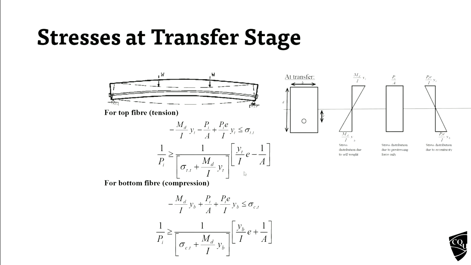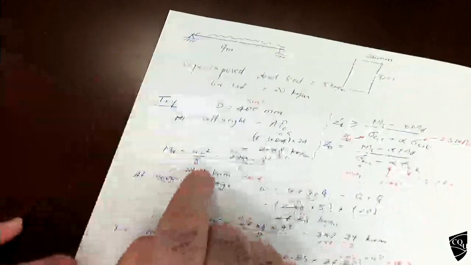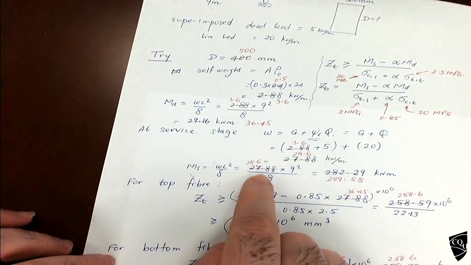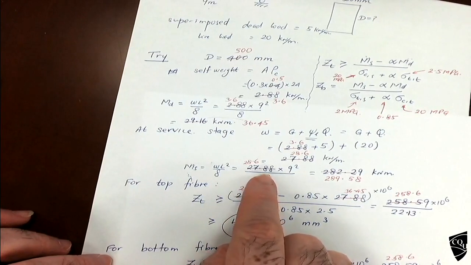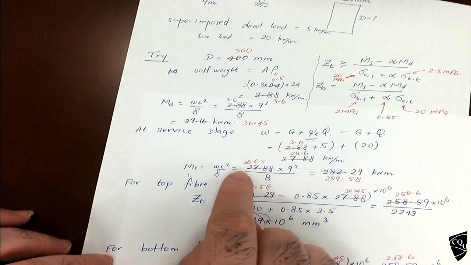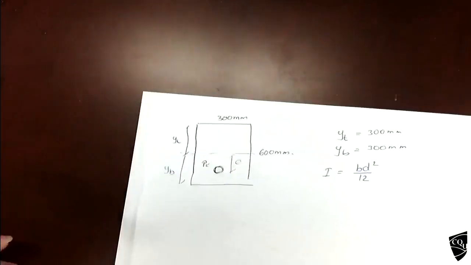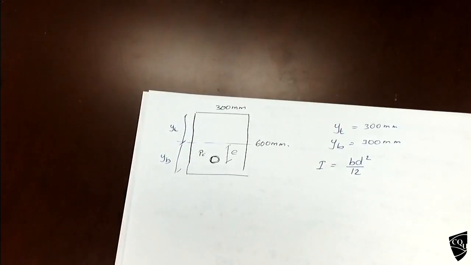So you know the MD value. You should be able to find out. For 600 you need to find out MD, and for 600 you need to find out MS. I already found for 500. This is 500. So now you need to find out all these values and substitute in those inequalities.